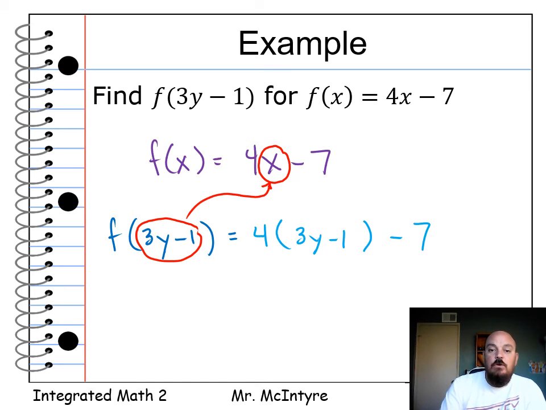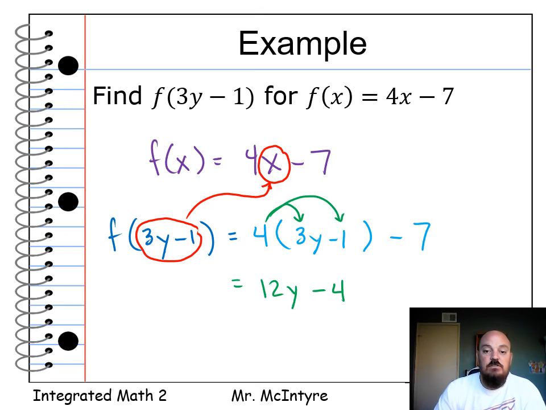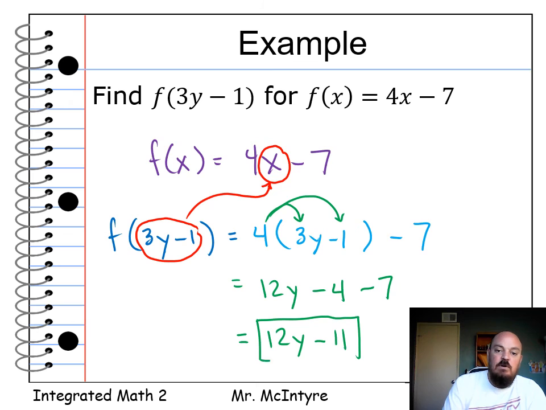Now, to finish out the question, it takes maybe one extra step on this one. I need to distribute the 4. I would have 4 times 3y, that would be 12y. 4 times negative 1, that would be negative 4, minus 4. And I still have that minus 7 on the end. Then you can combine your like terms. I'm going to leave the 12y, but the negative 4 and the negative 7 together give me negative 11. And that's my final answer, 12y minus 11.